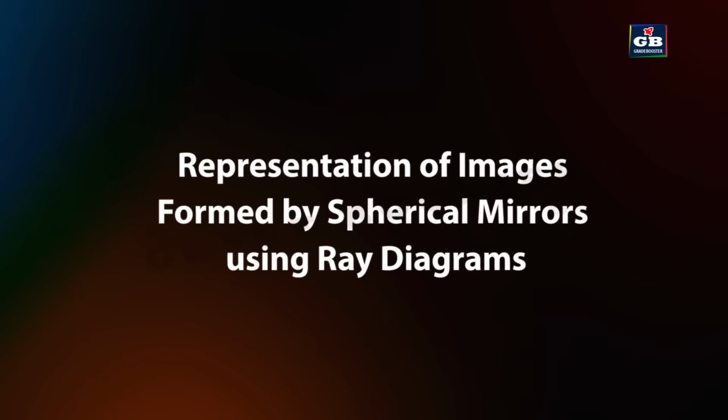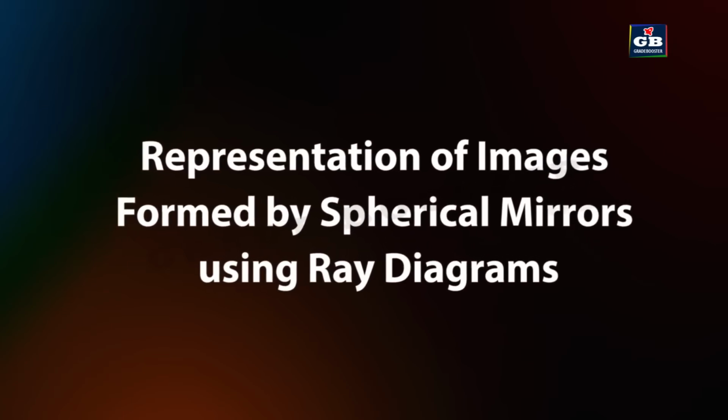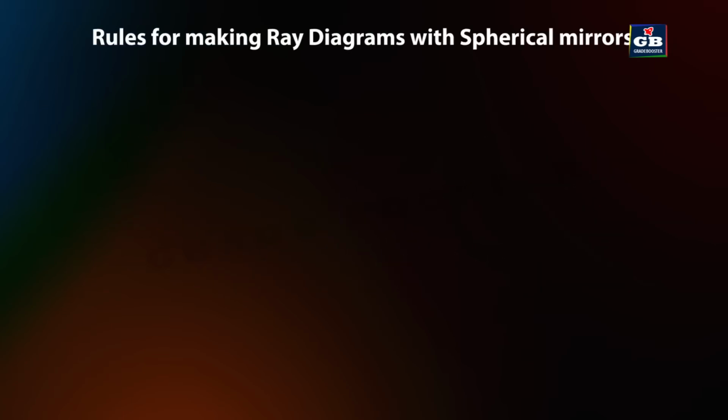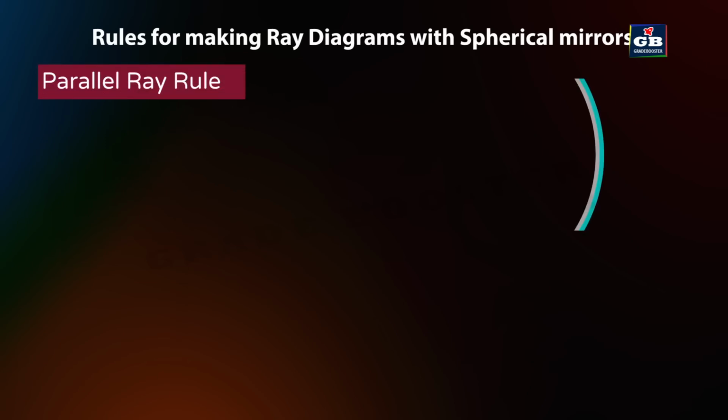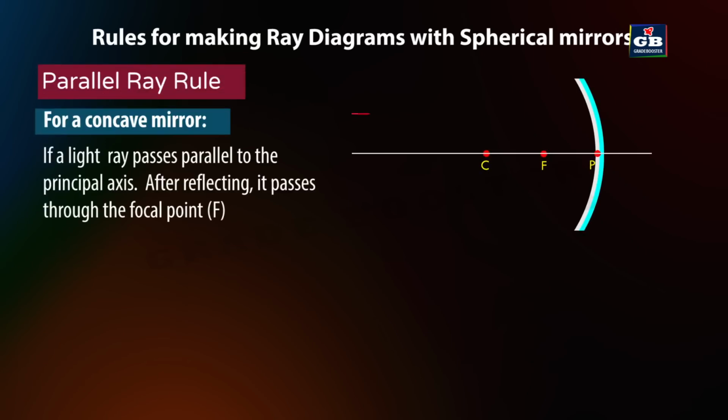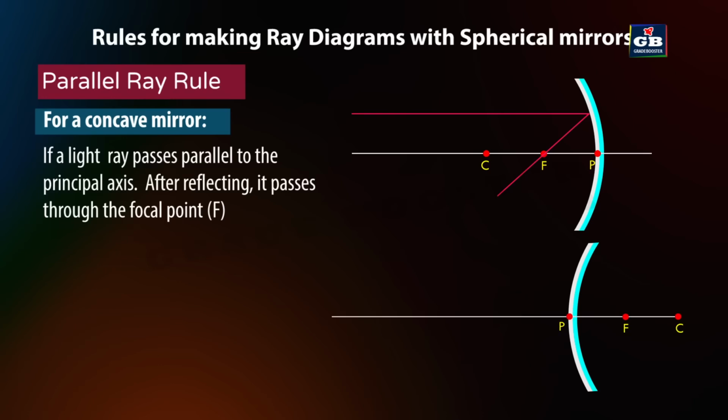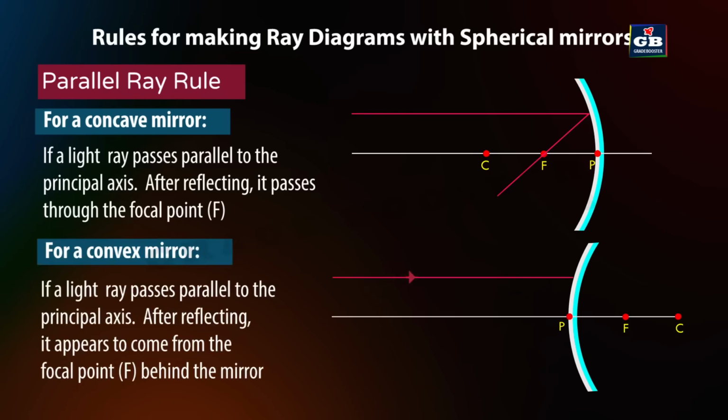Representation of images formed by spherical mirrors using ray diagrams. Rules for making ray diagrams. Parallel ray rule. For a concave mirror, if a light ray passes parallel to the principal axis, after reflecting, it passes through the focal point F. For a convex mirror, if a light ray passes parallel to the principal axis, after reflecting, it appears to come from the focal point F behind the mirror.